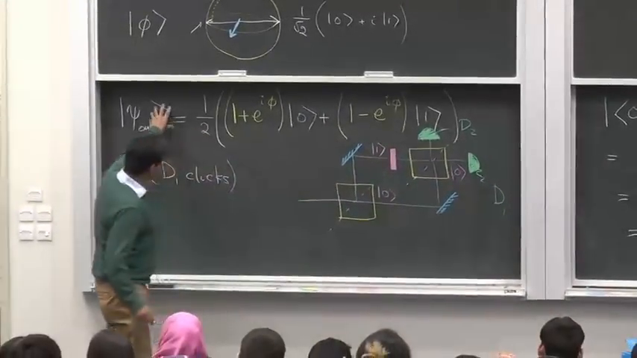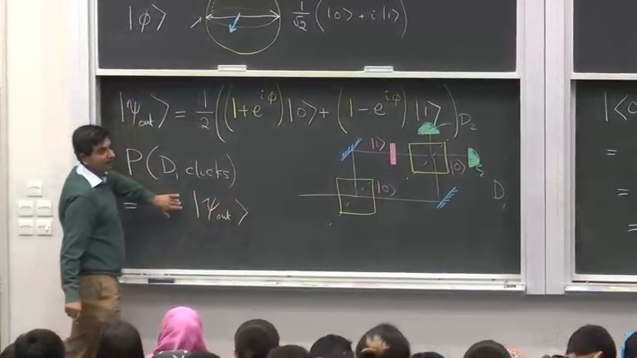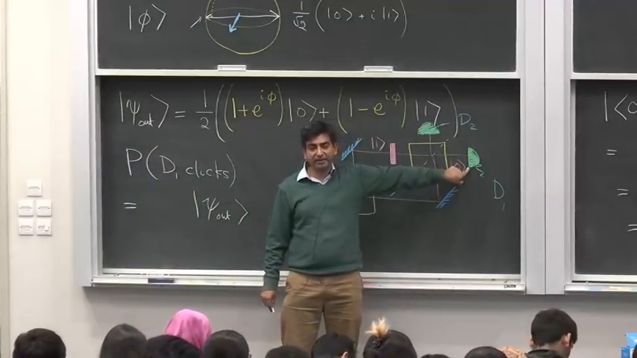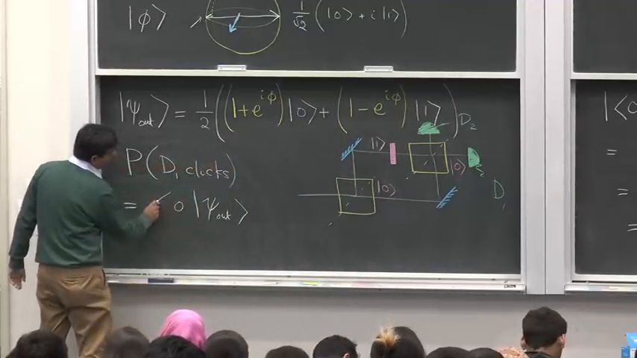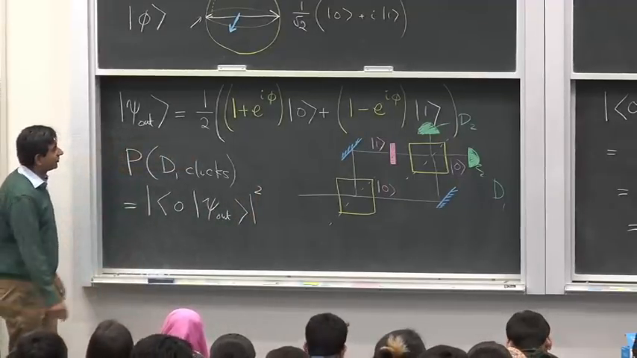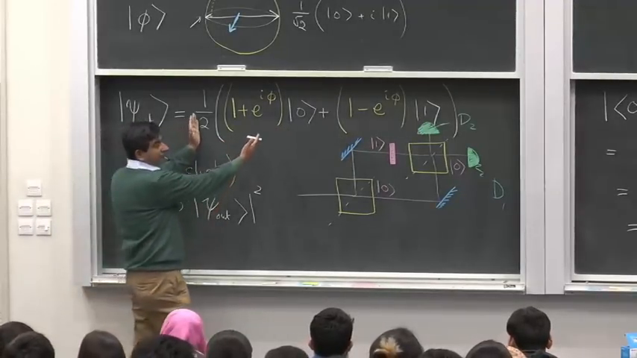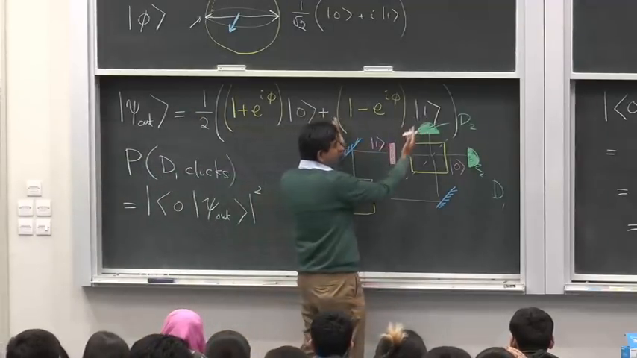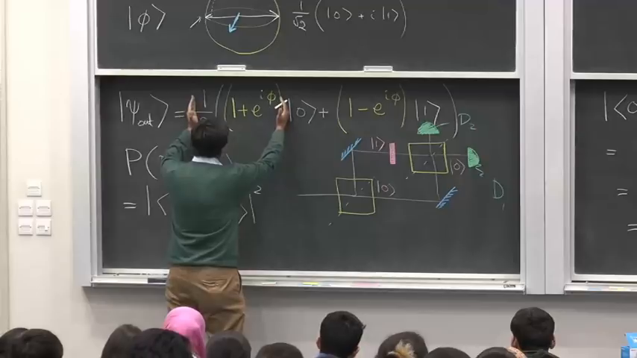So I take this state, psi out, and find the overlap of this state with this state. Okay, because I want to find the probability that this detector is going to click. So this becomes ⟨0|ψ⟩, modulus squared. That's it. So now what's the overlap of this quantum state with ket 0? It's just this factor over here, because the overlap of ket 1 with 0 is 0, because 0 is orthogonal to 1. So this is the probability amplitude.